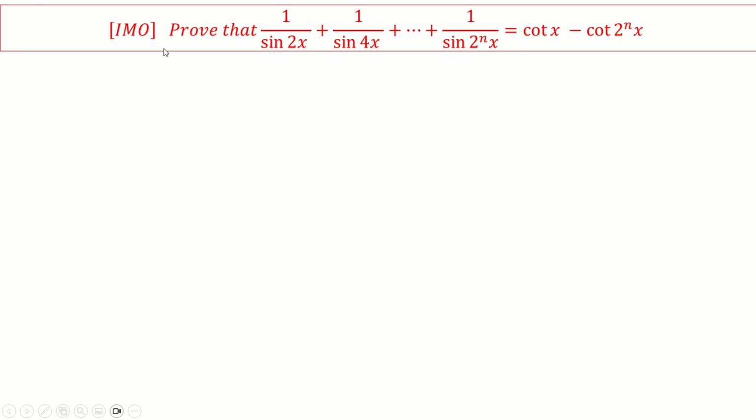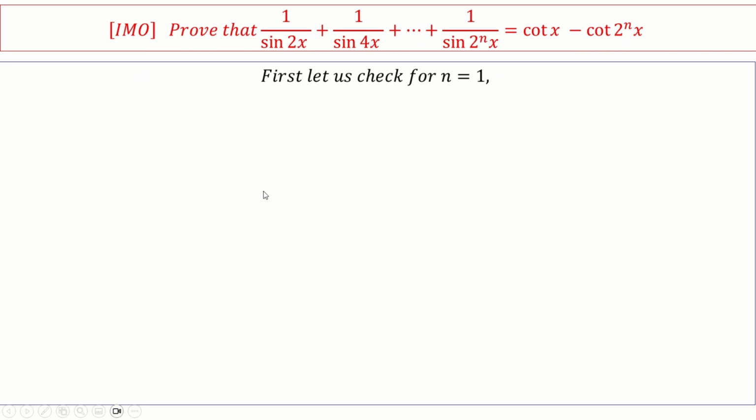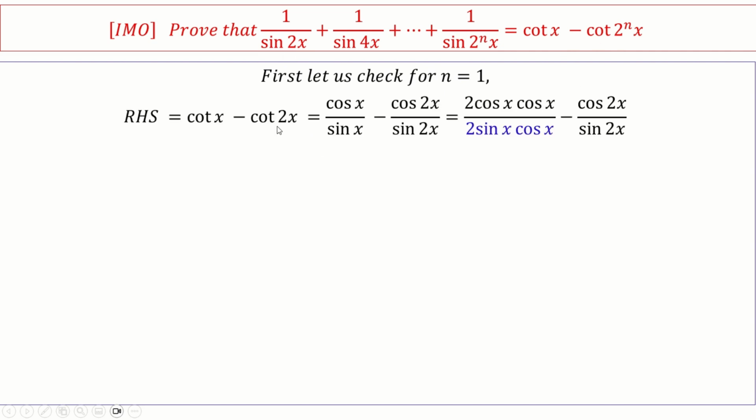Yeah, one last problem we'll try. Prove that 1 by sine 2x plus 1 by sine 4x, and so on, up to 1 by sine 2 power n x, equals cot x minus cot 2 power n x. So let's see how to do this. First, let's check for n equal to 1, is it true or not? For n equal to 1, the LHS is 1 by sine 2x, and the RHS will become cot x minus cot 2x, correct? Cot x minus cot 2x.